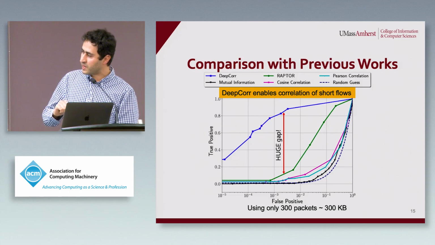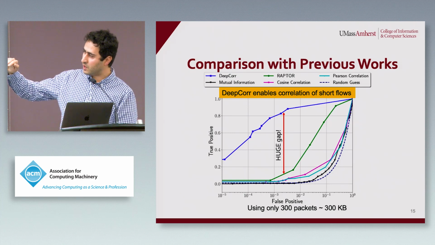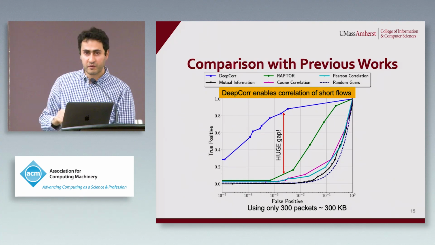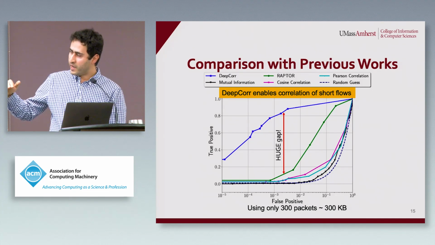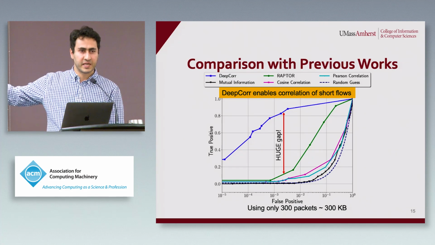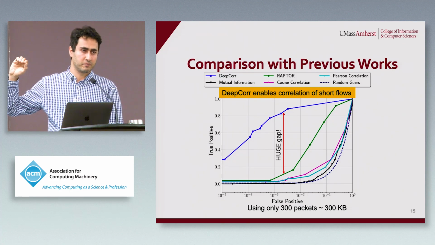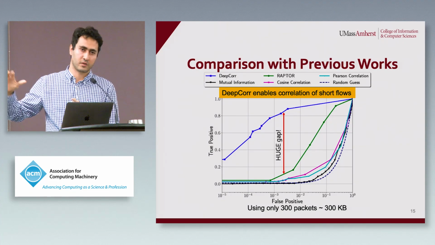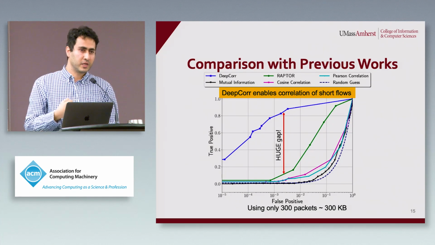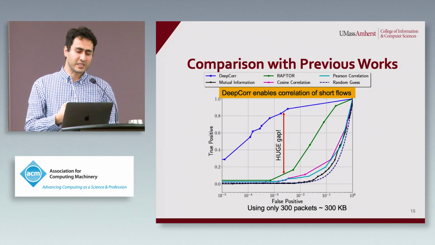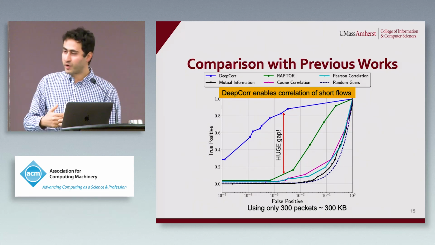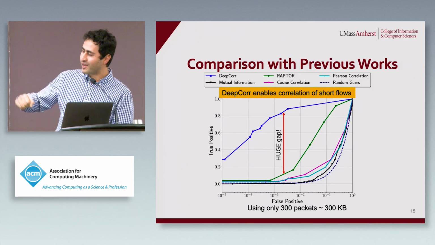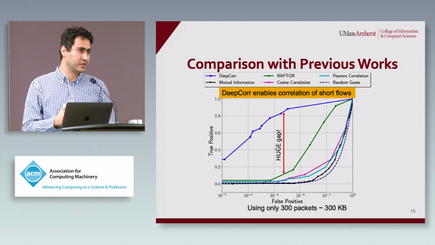In this figure, what you're seeing is the false positive and true positive rates compared with DeepCorr and a number of algorithms that have been used in previous flow correlation studies. All of the algorithms are using the same setting. For all of them, we're using 300 packets from each flow, so we're correlating flows by only looking at the first 300 packets. And as you can see, there's a huge gap between the performance of DeepCorr and existing flow correlation systems, right?